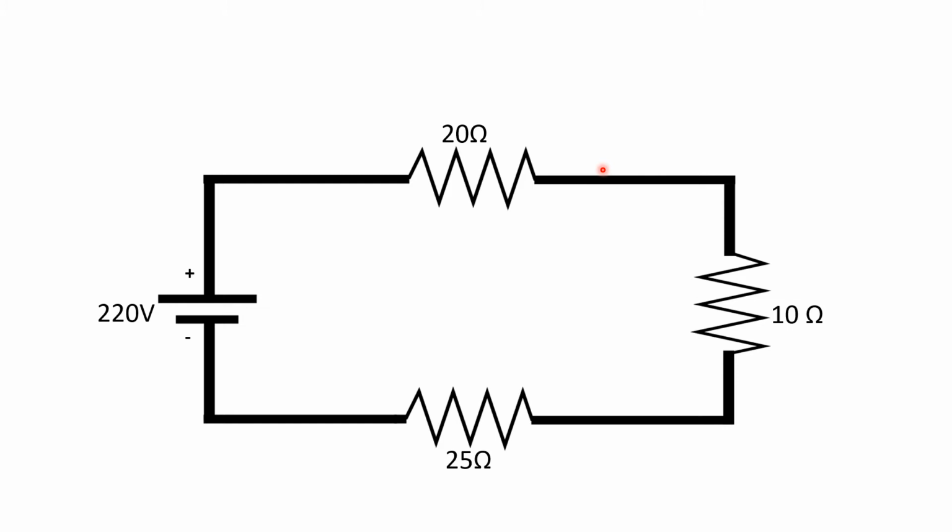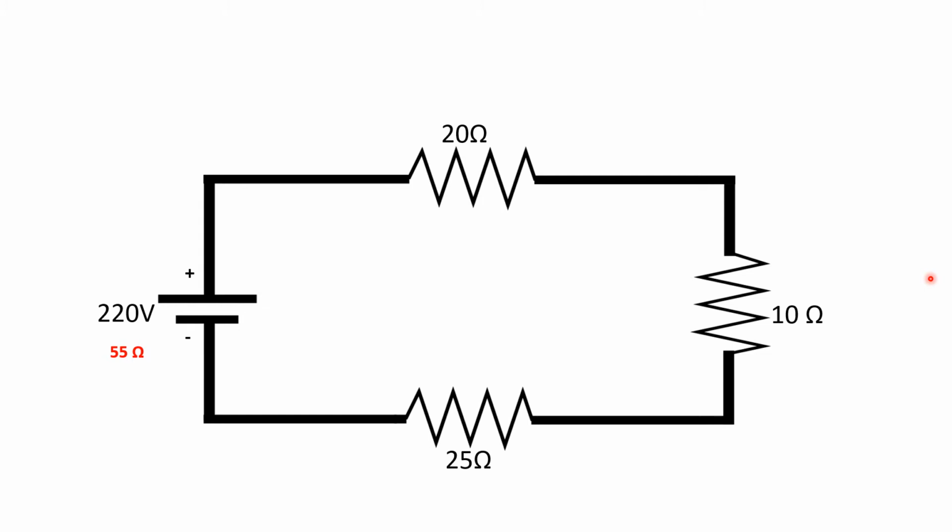To overcome that, we need to add these resistances together to get our total circuit resistance, which is 55 ohms. We get this 55 ohms by adding 25 plus 10, which is 35, and 35 plus 20 is 55. That means this entire circuit has a total resistance of 55 ohms. Now we can see that we have 220 volts and 55 ohms.